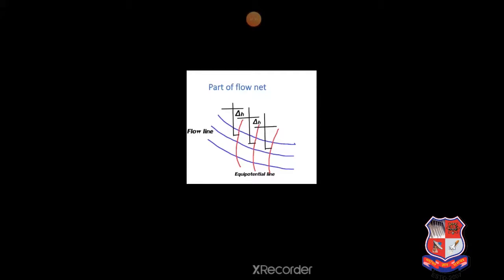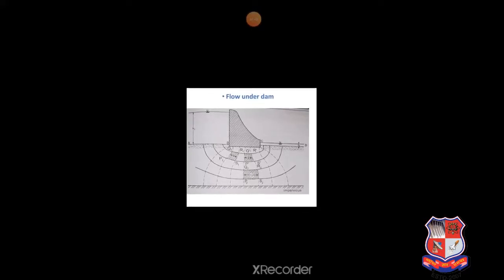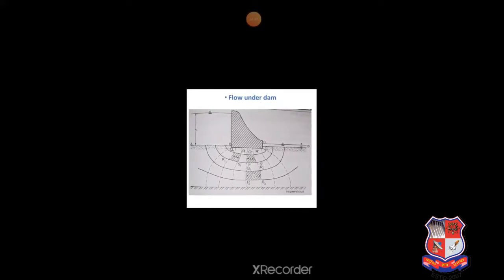Now I am going to share another figure in front of you related to FlowNet. In this figure, a FlowNet is drawn below the dam. Each flow line starts from upstream boundary at H1 head. Viscous friction occurs below the dam, which decreases the head. The head becomes H2 at the downstream boundary.